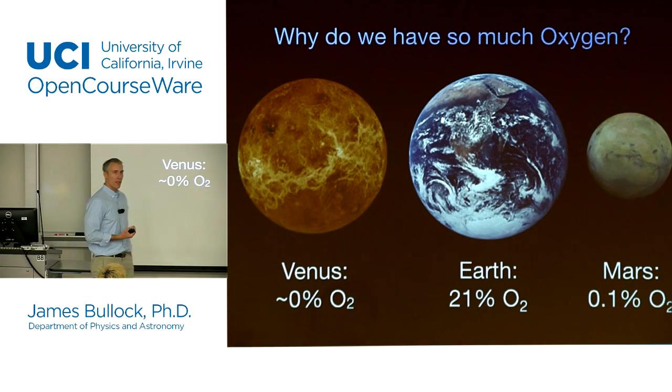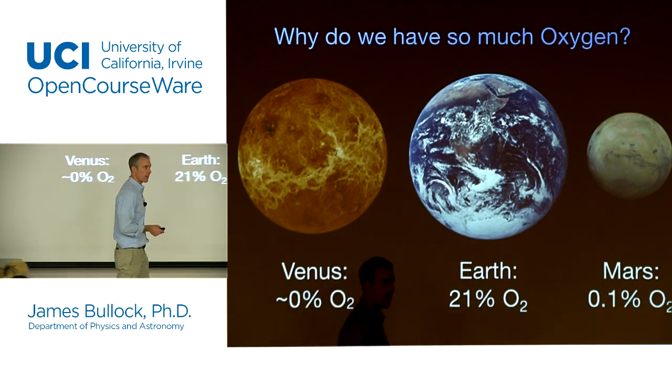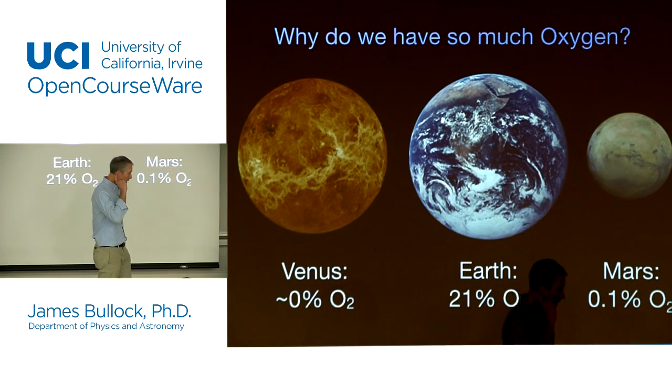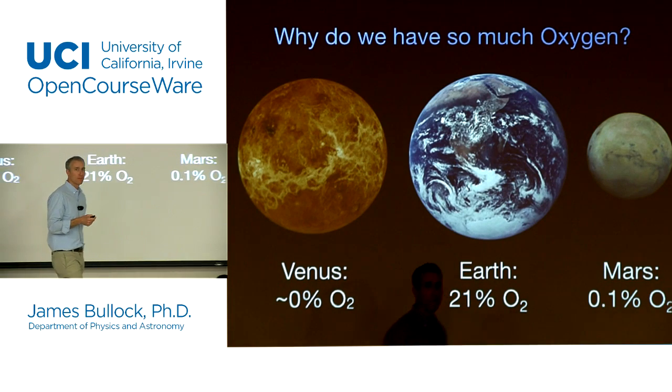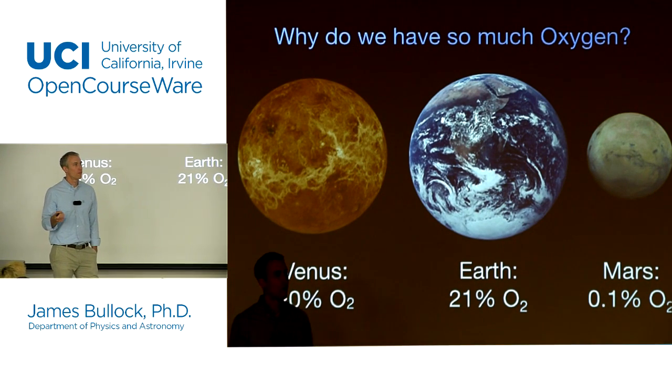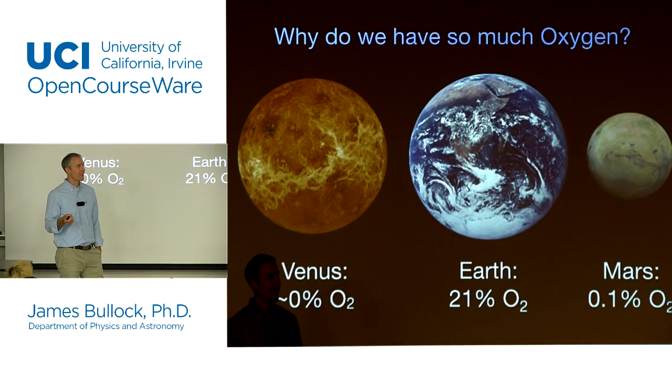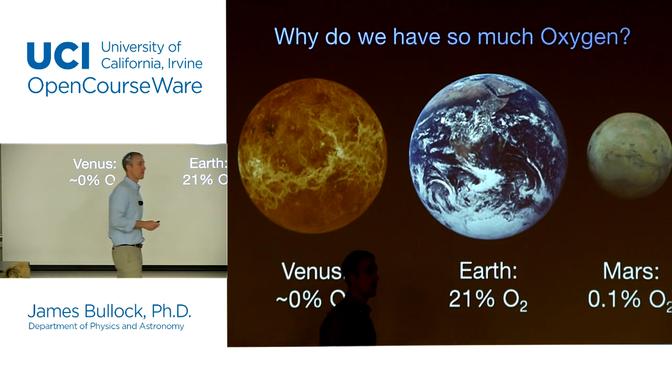Does anyone know? Where does the oxygen on Earth come from? Yes? Photosynthesis. What's photosynthesis? Plants make oxygen. Plants make oxygen. Okay. That's right.